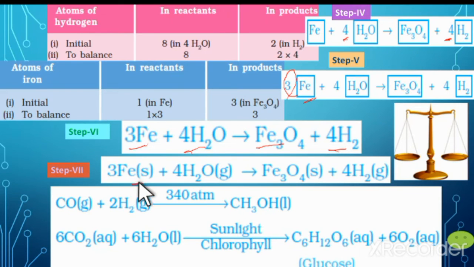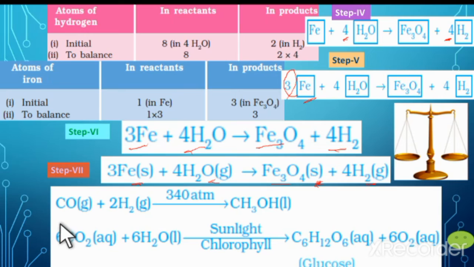Here the iron is a metal, so it is present in the solid state. Next, water is present in the form of water vapor, so it is available as a gas. Next Fe3O4 is obtained as a solid, and the hydrogen we obtain is in the form of gas. So this way we can balance the chemical equation.